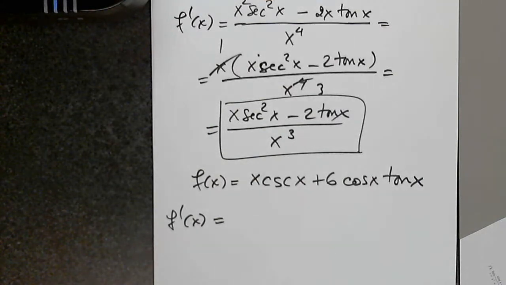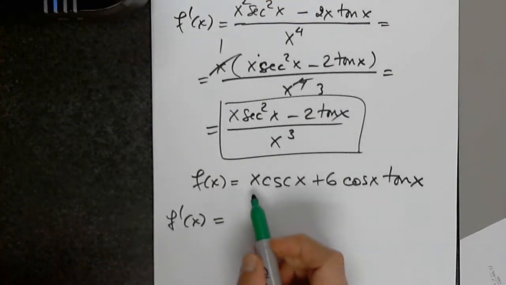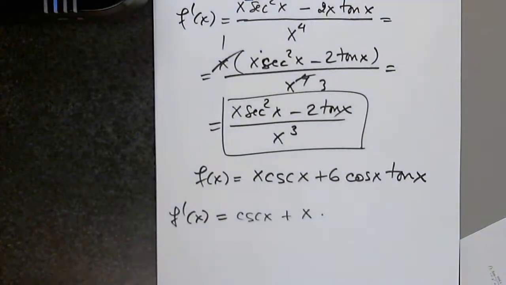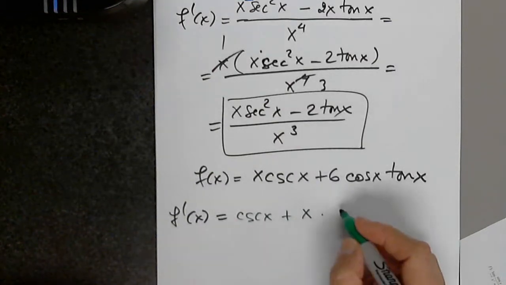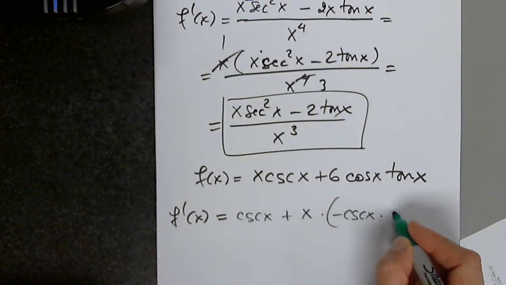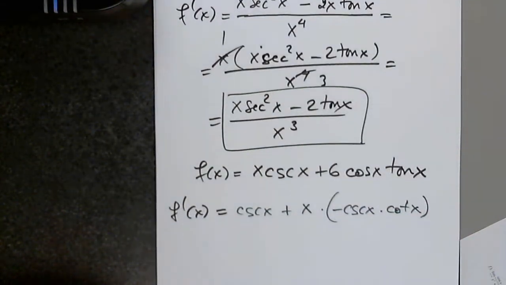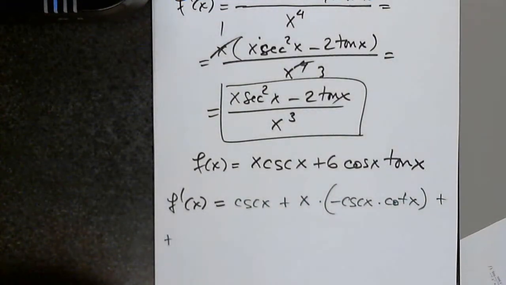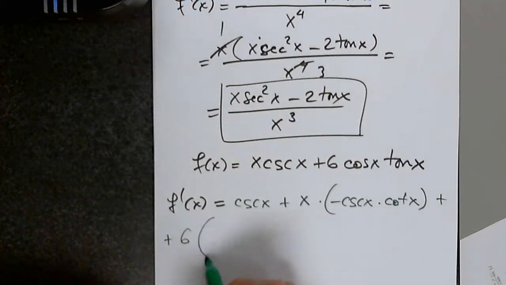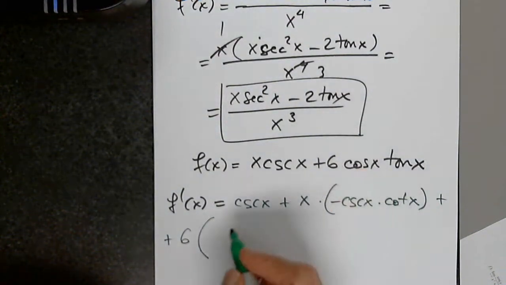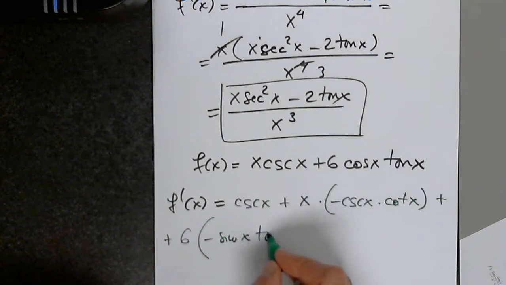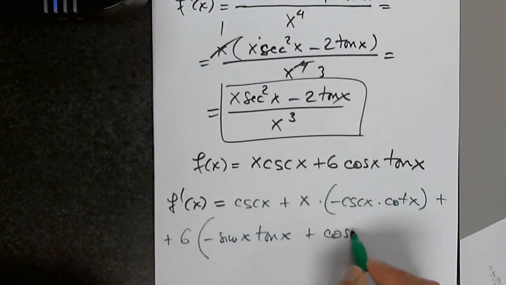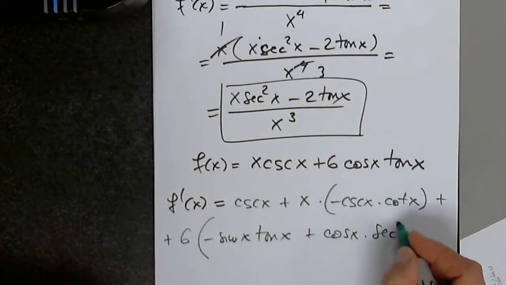On both of them. So the first function prime is 1 times cosecant x plus x times cosecant prime, which is negative cosecant times cotangent, plus 6 outside. Cosine prime is negative sine x times tangent x, plus cosine times tangent prime.